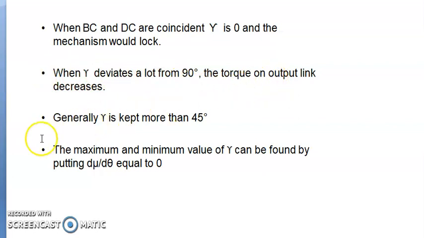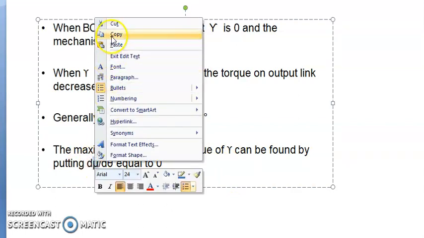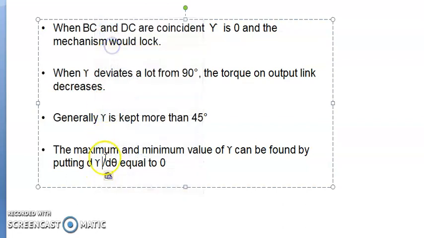Generally, the transmission angle gamma is kept above 45 degrees. The maximum and the minimum values of gamma can be found by putting d gamma by d theta equal to 0.